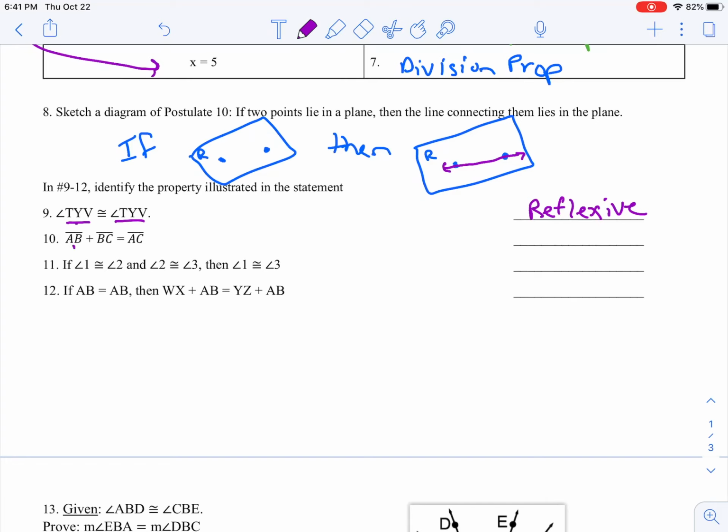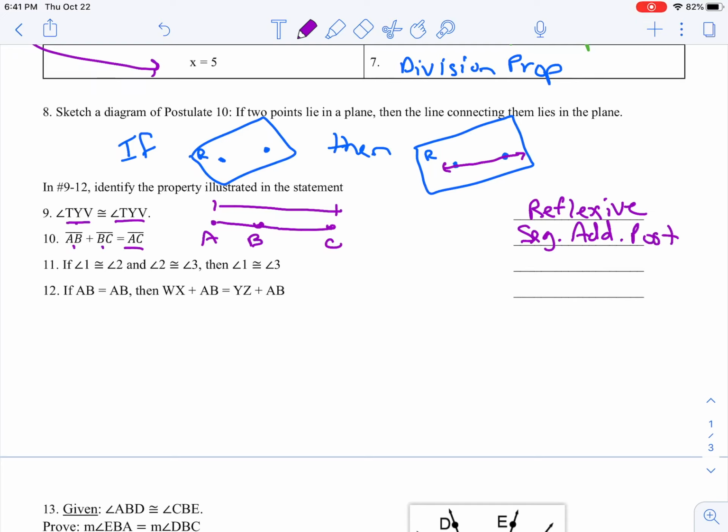All right, let's look at the next one. We have AB plus BC equals AC. Well, what in the world is that? If you draw a picture to see what's going on, here you have an A and a B. And it's saying AB plus BC has to equal the whole thing AC. That is our segment addition postulate.